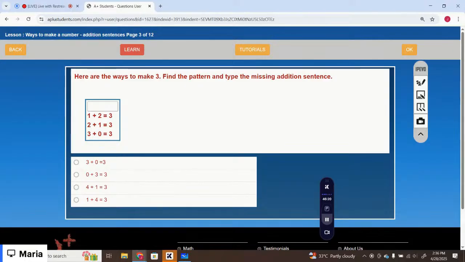Here are the ways to make three. Find a pattern and type the missing addition sentence. So which sentence is missing? 0 plus 3 equals 3. Option number 2 is the correct option. That is 0 plus 3 equals 3.